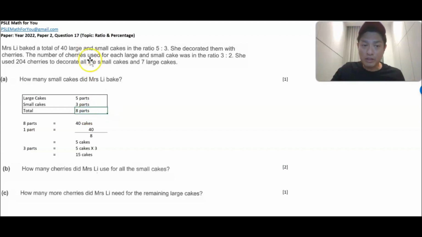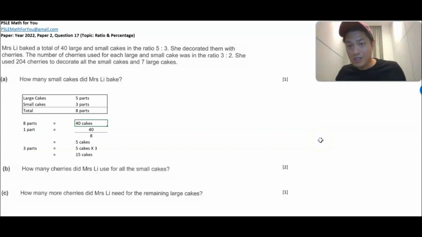And we know from the question that, hey, these 8 parts actually represent a total of 40 cakes. So I'm going to make a simple equation here. 8 parts equals to 40 cakes. Now, the important thing about ratios is we have to always try and find out what one part is. Because however the question wants to ask us, it's always a useful understanding to have. And I'll show you why.